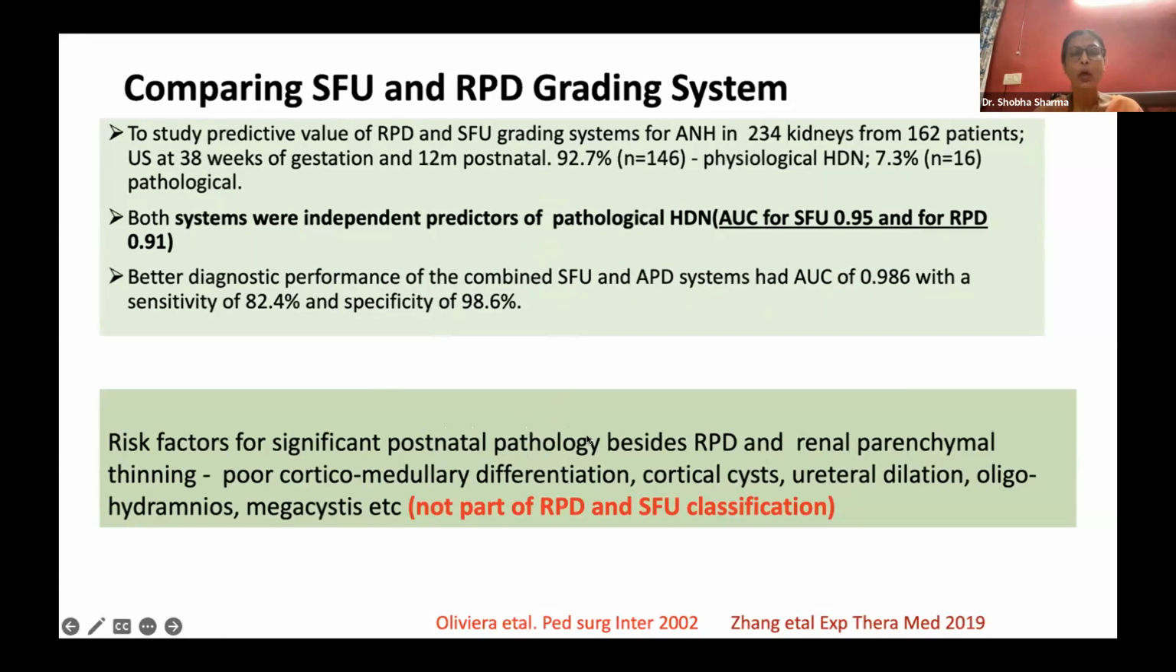But having said that, although this SFU grading has covered renal parenchymal thickness and calyceal dilatation, there are certain other parameters in the ultrasound, like corticomedullary differentiation and cortical cyst, which come under the appearance of the renal parenchyma, and presence of ureteric dilatation, then bladder abnormality in the form of dilatation of the bladder or bladder wall thickness, and presence or absence of oligohydramnios, which is very, very important when we are considering a lower urinary tract obstruction, especially a very significant PUV. So those are neither part of the RPD nor the SFU classification.